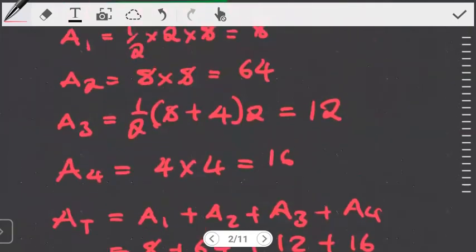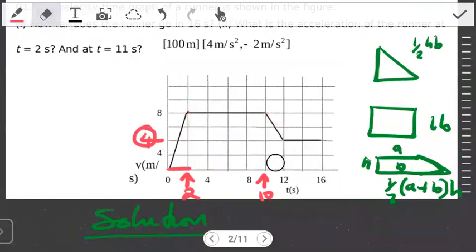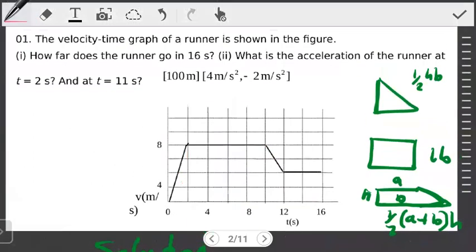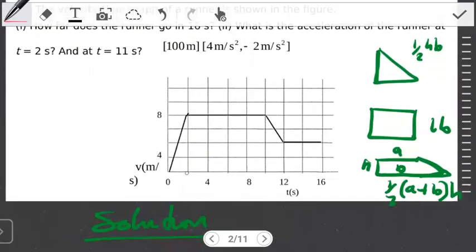What else are they saying? Well, in the second part, let me just erase everything here. In the second part, they're saying, what is the acceleration of the runner at t is equals to 2 seconds? T is equals to 2 seconds occurs here.